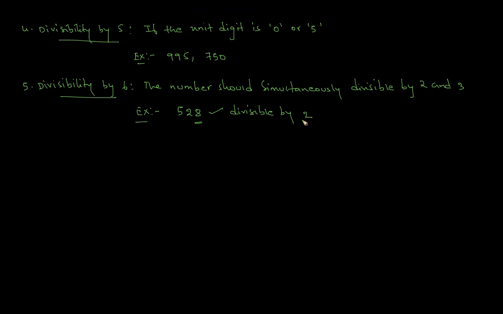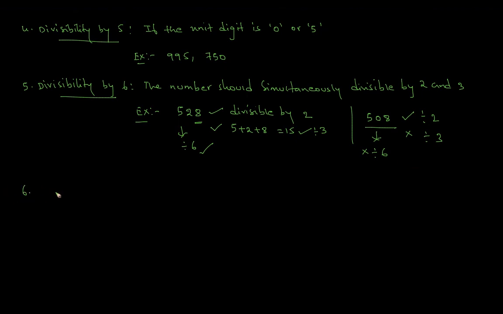But this condition alone will not be sufficient for the divisibility rule of 6. You need to check the divisibility rule for 3 also. So both conditions should be satisfied. For 3, 5 plus 2 plus 8 is 15, and 15 is divisible by 3. So this number satisfies the rules for 2 and 3, so it is divisible by 6. If any one of these does not hold, then it is not divisible by 6. For example, 508 is divisible by 2 but not divisible by 3, so this number is not divisible by 6. Understood? Good.